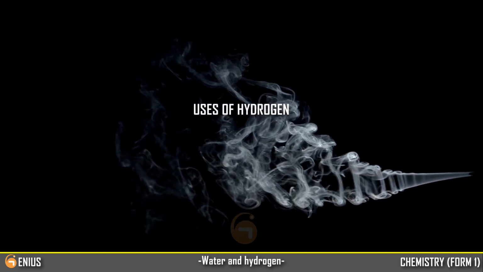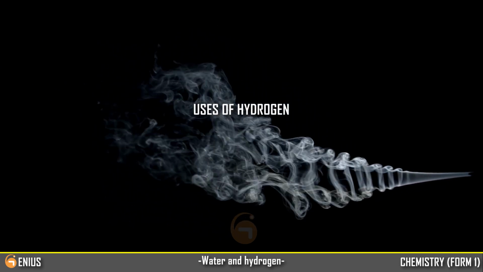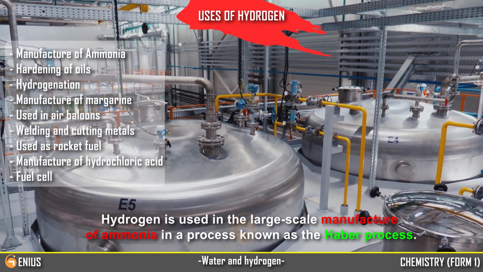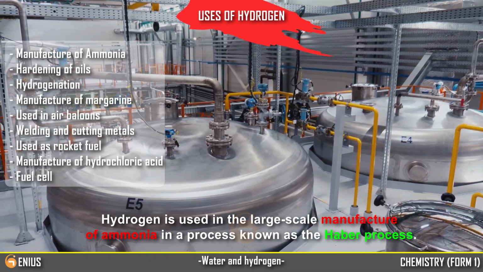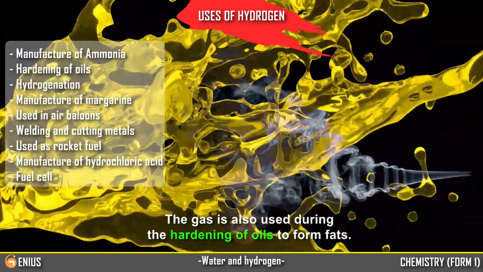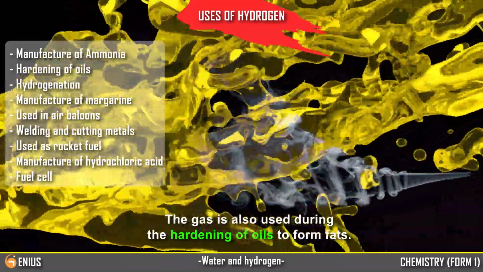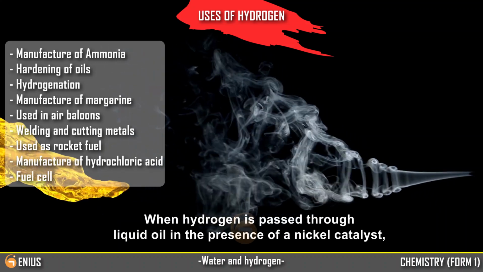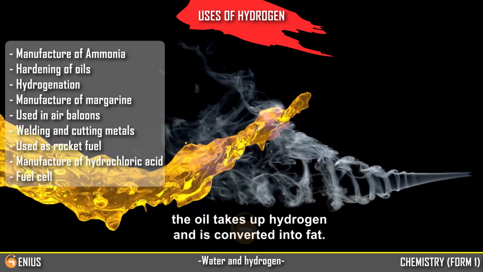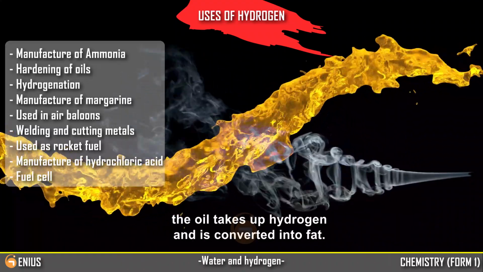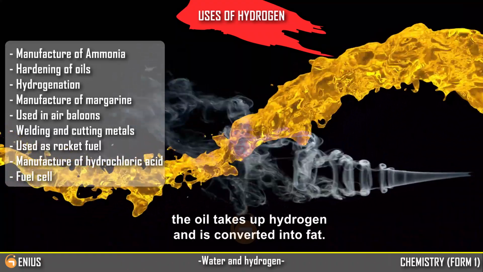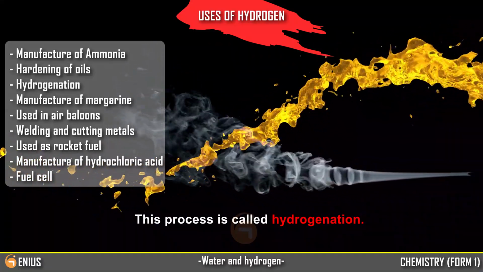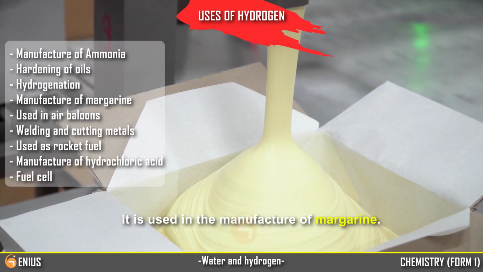Uses of hydrogen. Hydrogen is used in the large-scale manufacture of ammonia in a process known as the Haber process. The gas is also used during the hardening of oils to form fats. When hydrogen is passed through liquid oil in the presence of a nickel catalyst, the oil takes up hydrogen and is converted into fat. This process is called hydrogenation. It is used in the manufacture of margarine.